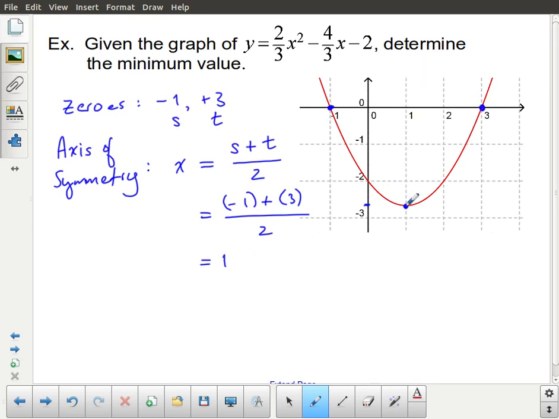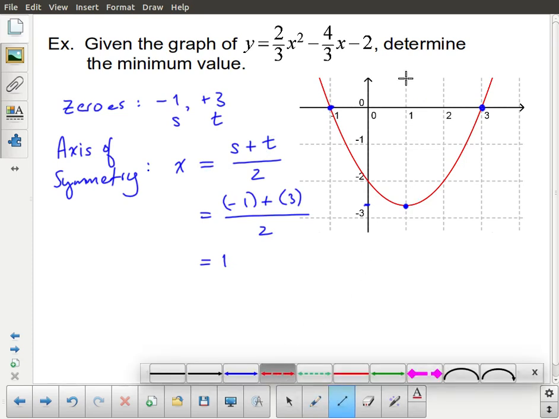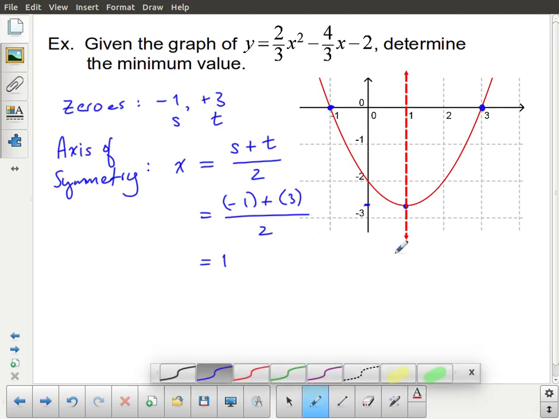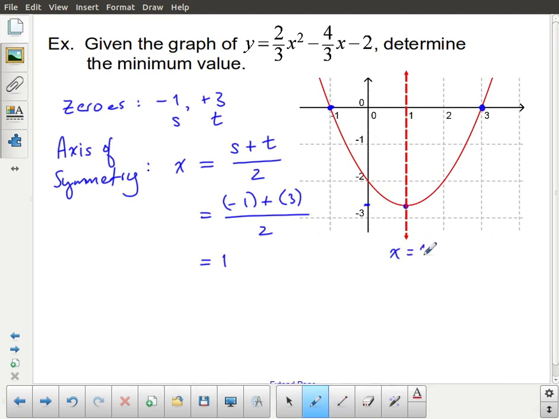Now, of course, we could have seen that directly from the graph, but I thought it was worth mentioning this. So from the graph alone, we could have seen that this is our axis of symmetry, and this axis of symmetry has the equation x equals 1. Now that I know that the axis of symmetry is at x equals 1, this also tells me that my vertex has an x-coordinate of 1, and then it has some y-coordinate.